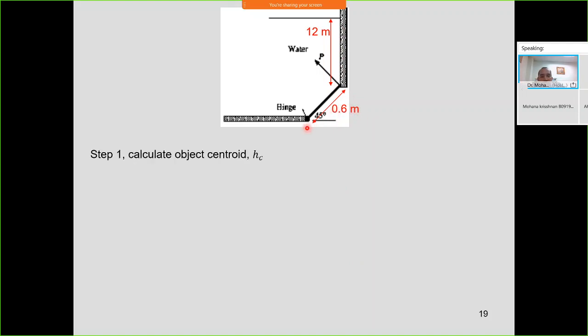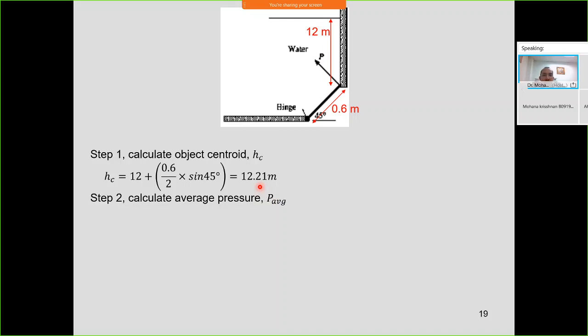First, still using the same step to get the HC, 12 plus. Now you know that this is inclined, so you cannot take 0.6 over 2, but you need to include the inclined trigonometry. So you need 0.6 over 2 times sin 45. So you got the HC is 12.21 meter.